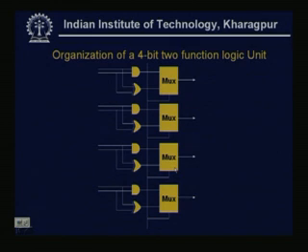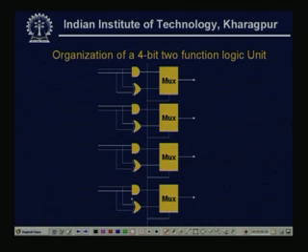So, this is the 4-bit two function logic unit that we can give, again a 4-bit. The inputs are x0, y0, then the AND is fed to the 0 input of the multiplexer and the XOR goes to the 1 input; similarly x1, y1, x2, y2, x3, y3, the 4-bit value.